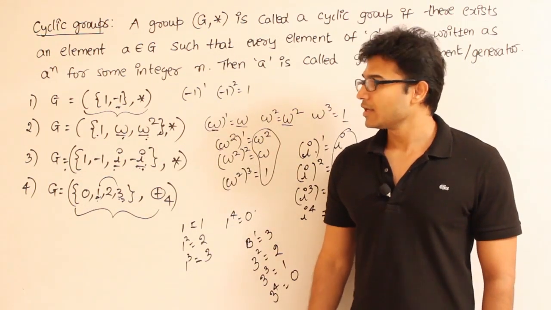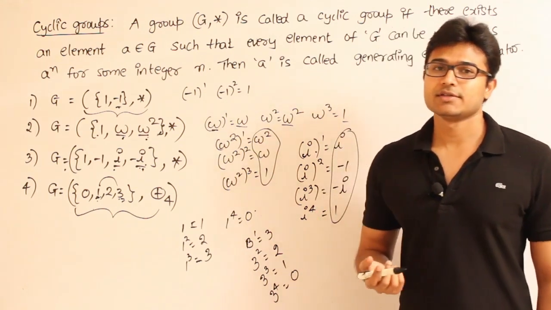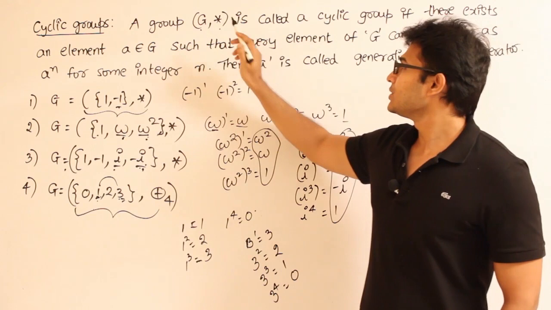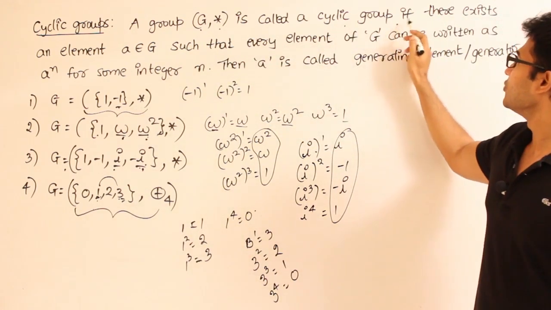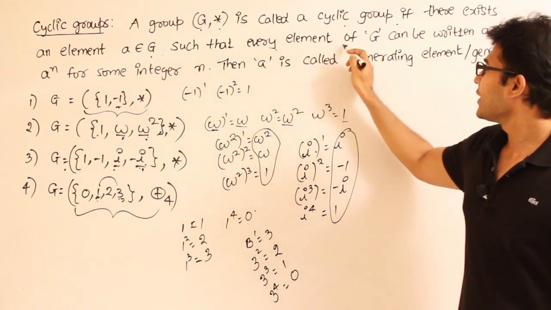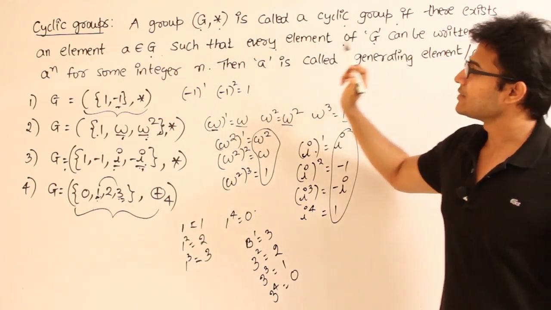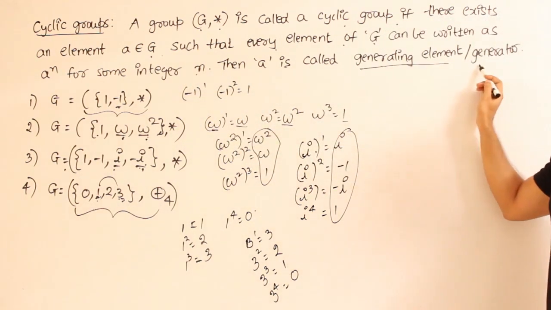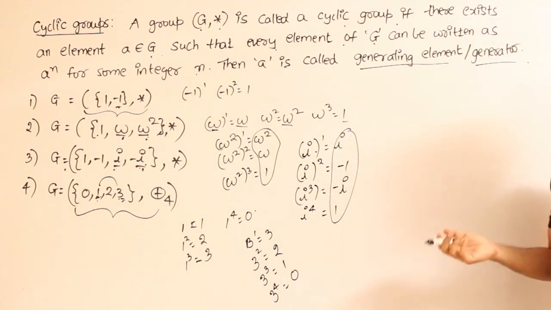So anyway, the main thing that you should focus on here is a cyclic group. See the definition: a group (G, *) is called a cyclic group if there exists an element a belongs to G such that every element of G can be written as a^n for some integer n. Then a is called the generating element or generator of the group.